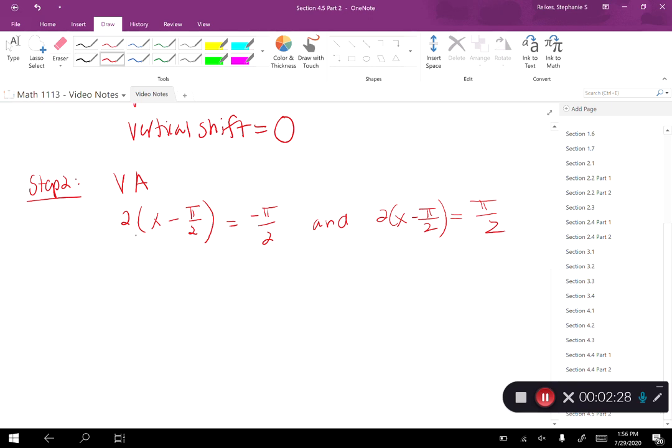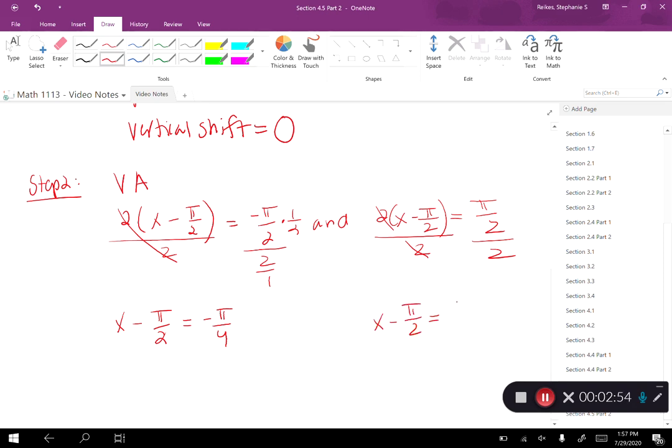I'm going to get rid of the outside 2 first by dividing. And here, I would have a keep change flip scenario. So negative pi over 2 times 1 over 2. So I'm going to get x minus pi over 2 equals negative pi over 4. And over here, I'm going to get x minus pi over 2 equals positive pi over 4. There you go, so you can see the math.